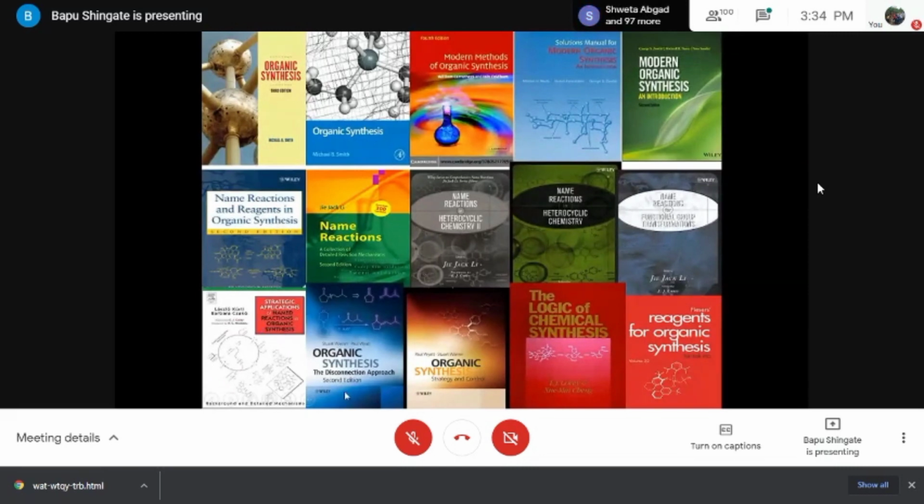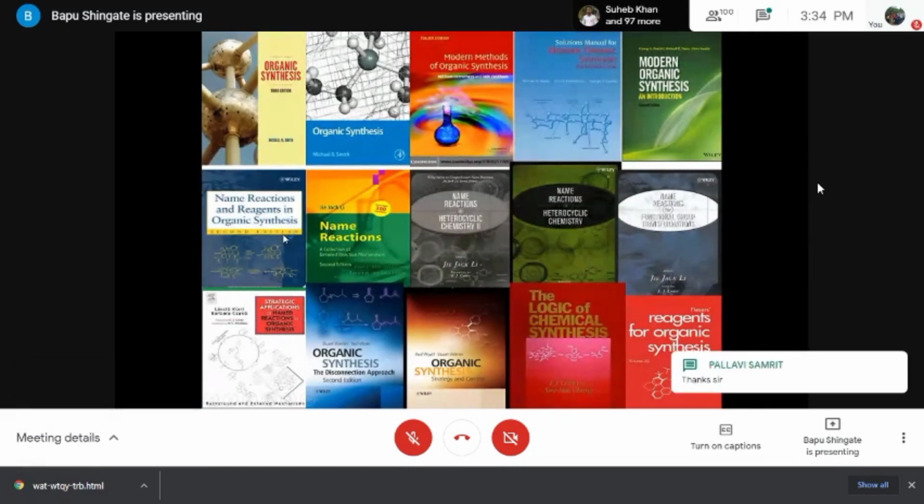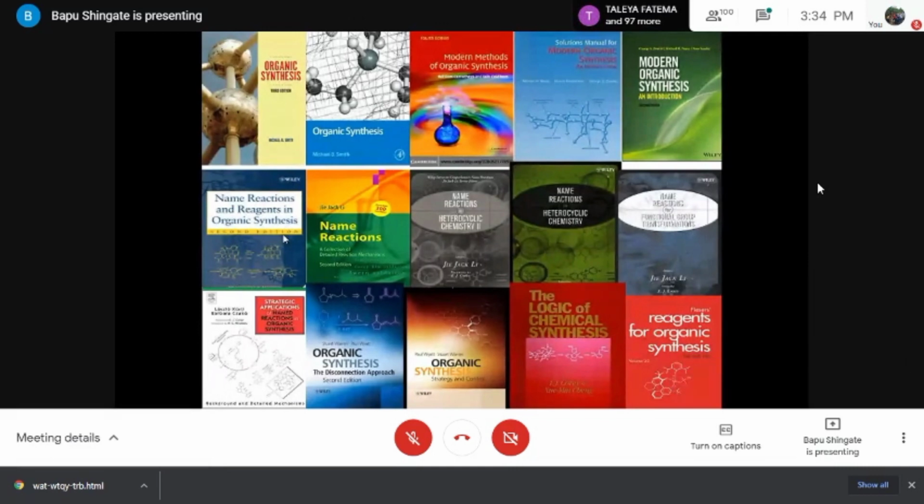Then to understand the retrosynthetic concept, one has to learn Organic Synthesis: The Disconnection Approach by Stuart Warren, as we are studying for the fourth semester, and our university has a separate paper on retrosynthetic analysis, or organic synthesis by retrosynthetic approach. And you should read it after understanding all this organic chemistry, after understanding Clayden, after understanding Peter Sykes, after understanding Francis A. Carey, then only you can read such retrosynthetic analysis books.